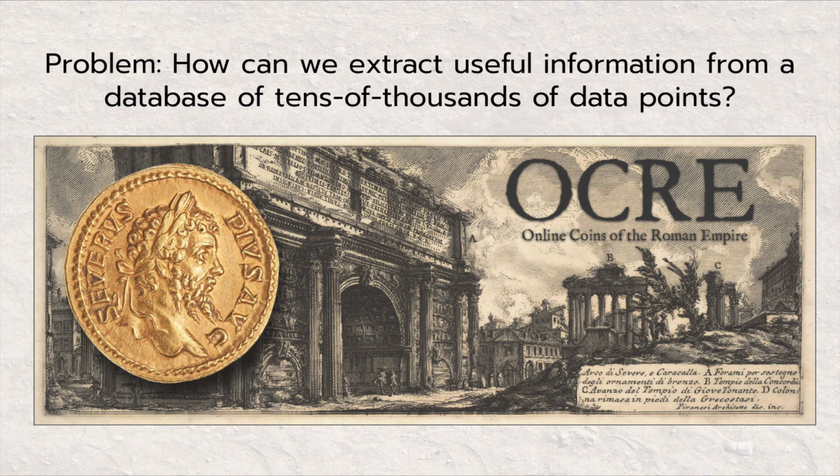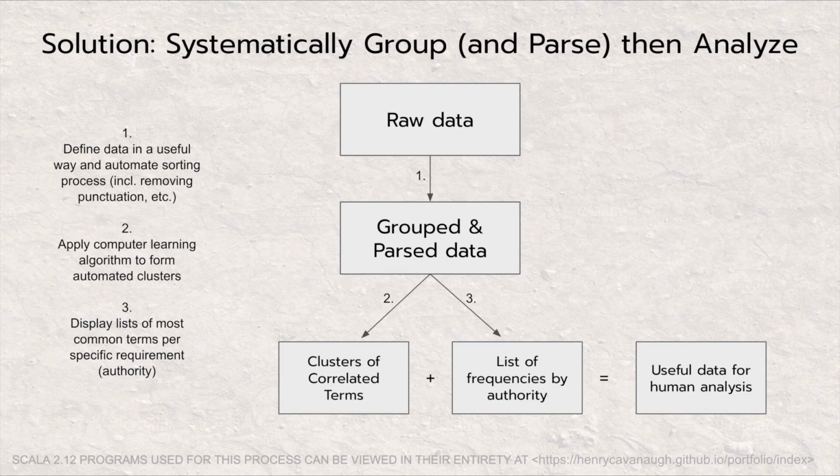At the start of my project, my professor provided me with a simple delineated text file from the online coins of the Roman Empire, which contained over 50,000 individual coins. Obviously, to make full use of this resource, I couldn't work with the data by hand, so I had to figure out how to automatically and systematically sort and count the data.